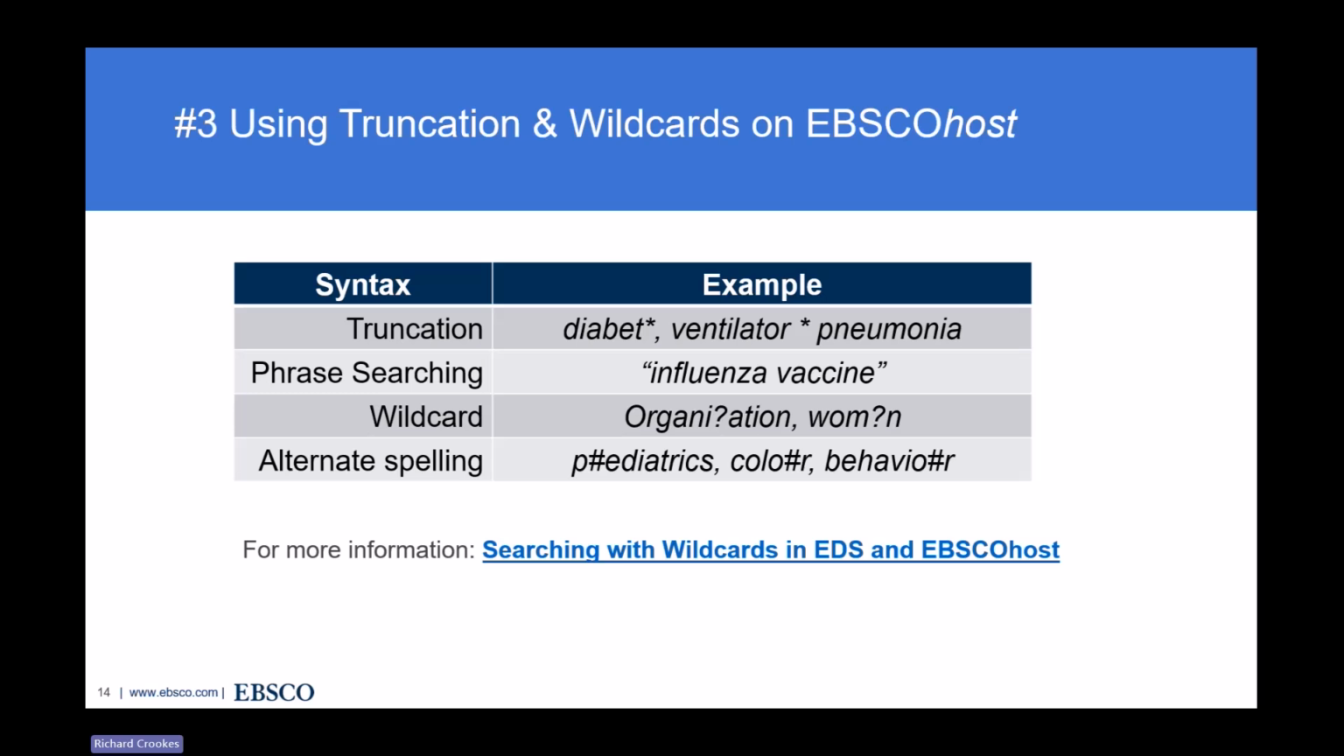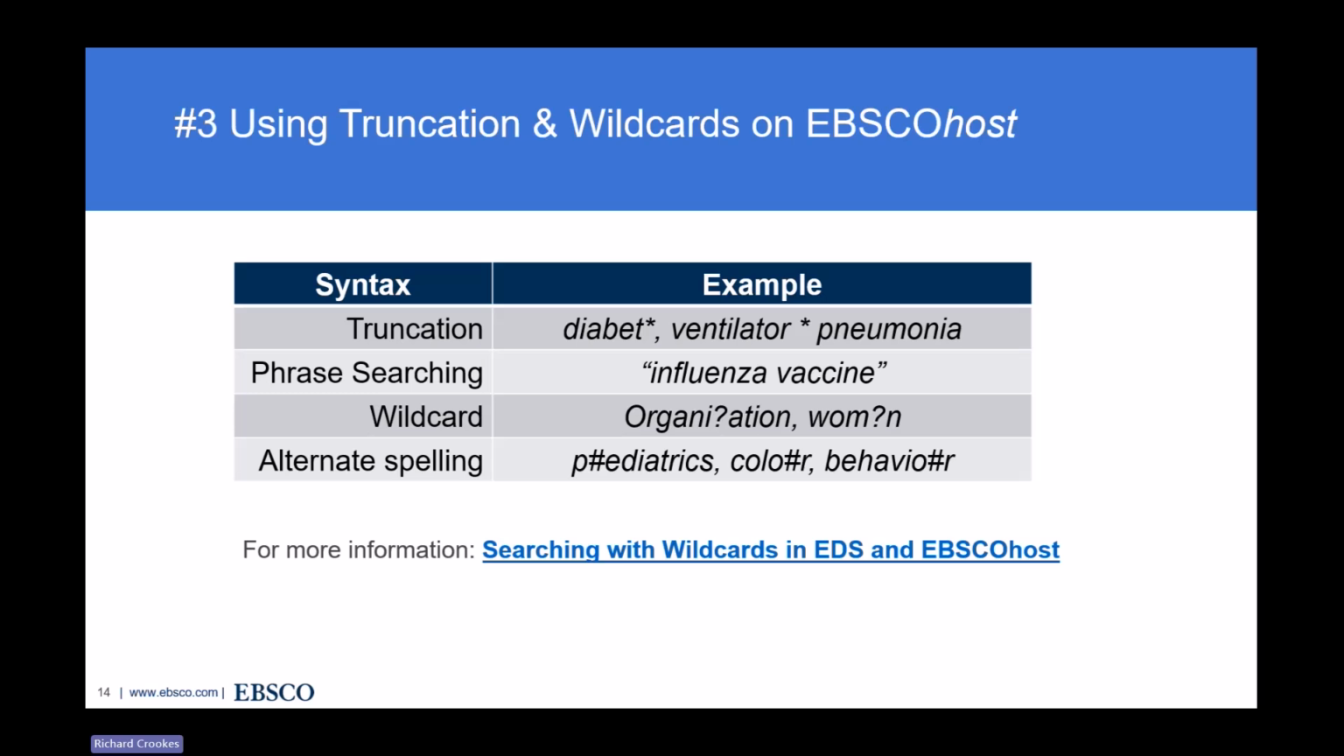Wildcard, we have the single character replacement. So for organization, for example, you can replace the S and the Z with the question mark. It will find both variations. Likewise, regarding gender, you can use it for woman or women, man or men. You can replace the vowel, the A or the E, and bring back both variations. Okay. We also have alternate spelling.